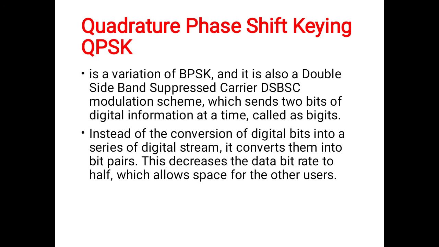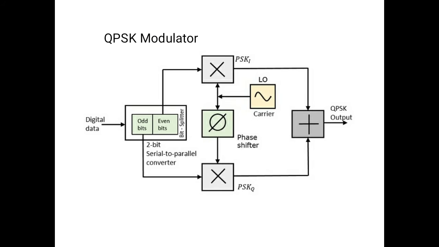This decreases the data bit rate to half, which allows space for other uses. Now, if you observe the QPSK modulator, you can see all the different blocks which I spoke about.